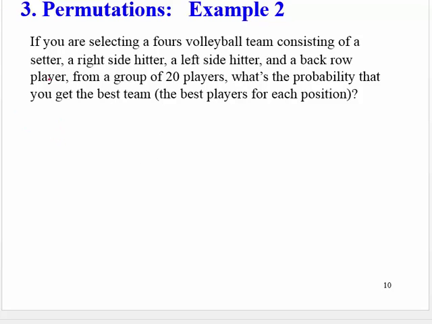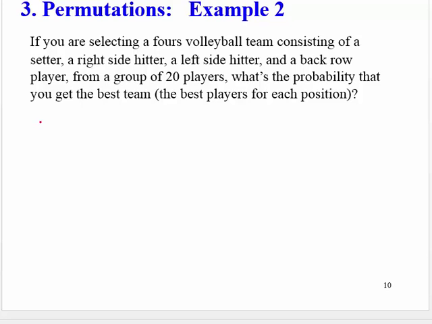Okay, let's see this in action. Say we're selecting a four-player volleyball team consisting of a setter, a right hitter, a left hitter, and a back row player from a group of 20 players. What's the probability that you get the best team? The best for each position. Now, does order matter? Yes, because we need the best right-hand hitter, left-hand hitter, the best setter, and the best defensive player. So order matters.